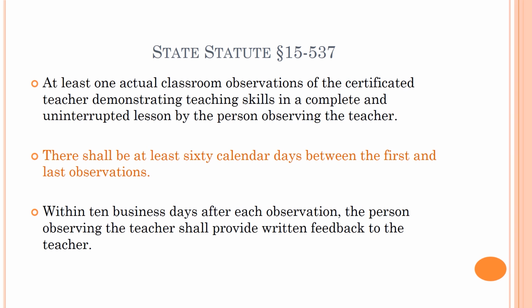The 60 calendar days between the first and last observations are actual calendar days, which include weekends and holidays. A teacher may be observed multiple times a year, but there shall be at least 60 calendar days between the first and last observation. And as with current practice, written feedback shall be provided to the teacher within 10 business days. Business days are defined as a teacher workday.